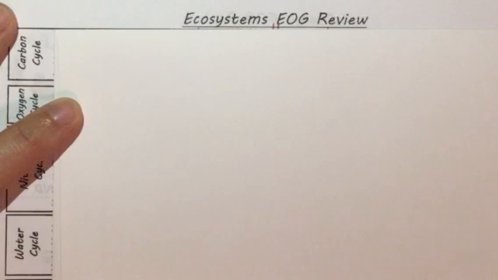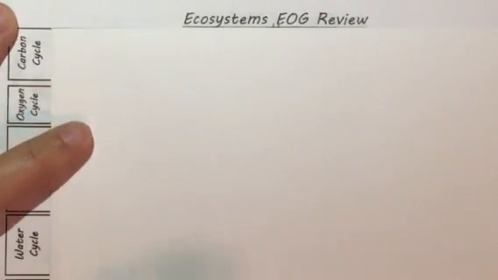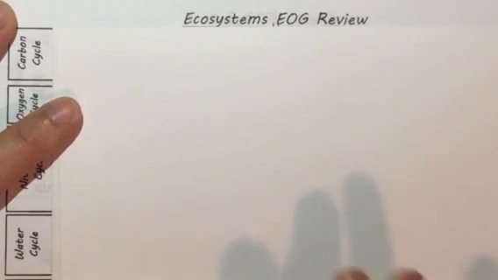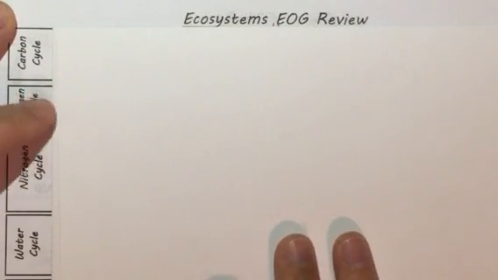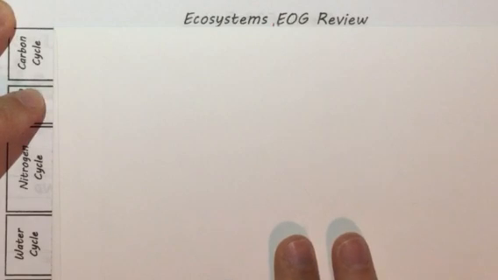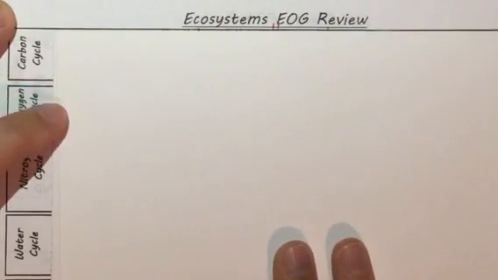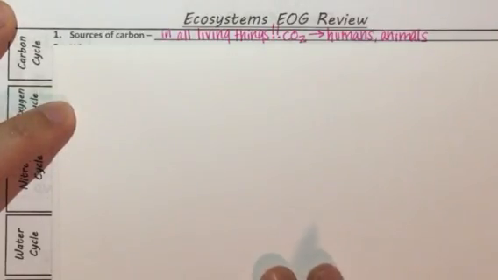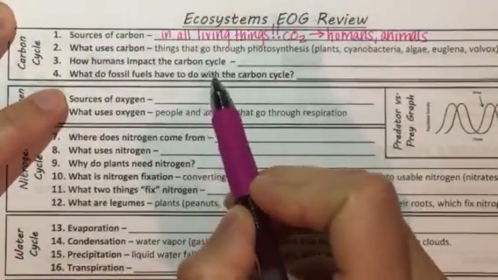Our packet when we studied ecosystems, but we also studied some cycles that were on a worksheet that we did separately from our packet. So the first one we're going to go over is the carbon cycle. So sources of carbon. First thing you need to know is that carbon is in all living things. So anything that's living has carbon.